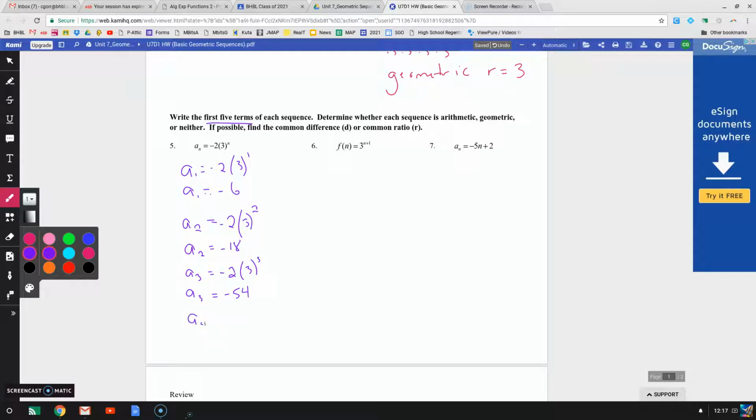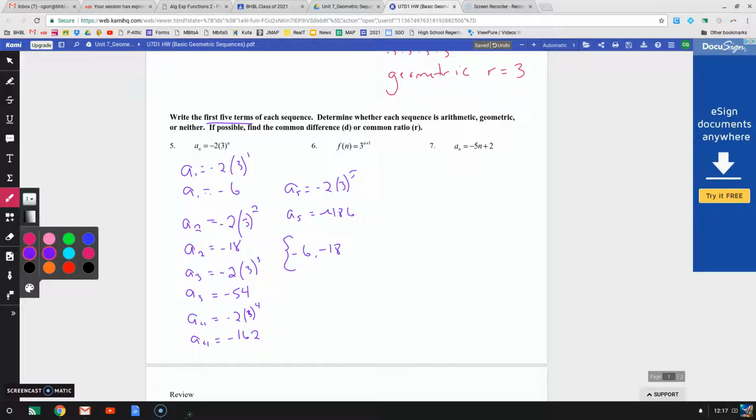My a sub 4, again, plugging 4 in for my n value, evaluating, my a sub 4 is -162. I want 5 terms, so I need my a sub 5. My a sub 5 value, -2 times 3 to the 5th. A sub 5, I'm going to get -486. So my sequence altogether, I'm going to use my set notation with my squiggly brackets.